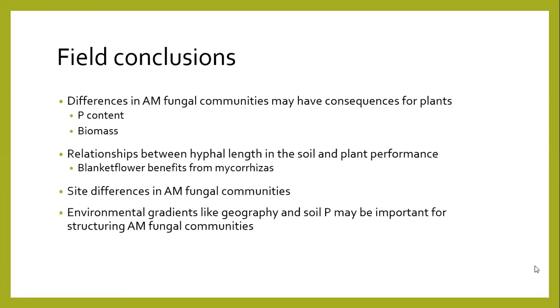So for the field, I can conclude that differences in AM fungal communities may have consequences for plants, such as their phosphorus content and their biomass, and also that relationships between hyphal length in the soil and plant performance are important. For example, it does seem that blanketflower benefits from mycorrhizas, due to the evidence from the hyphal length data. Also, site differences are important in these AM fungal communities, and environmental gradients like geography and soil phosphorus may be important for structuring AM fungal communities.